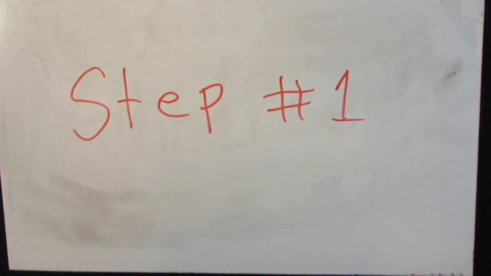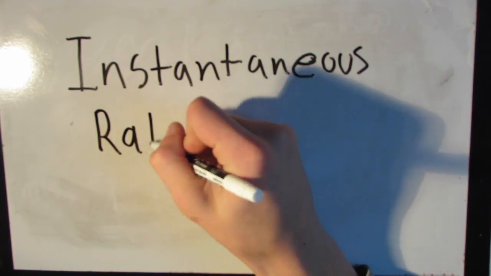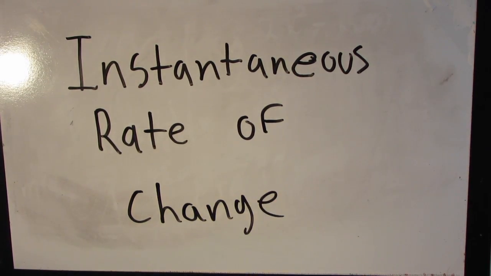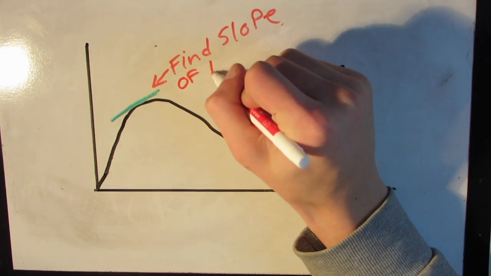Alright, now we're going to start with step 1, which is using IROC. Now you might ask yourself, what is IROC? IROC is instantaneous rate of change. The way you find your IROC is quite simple. You find the slope of your tangent line.